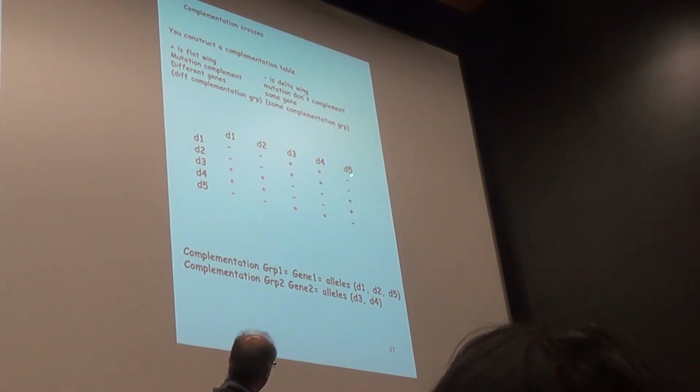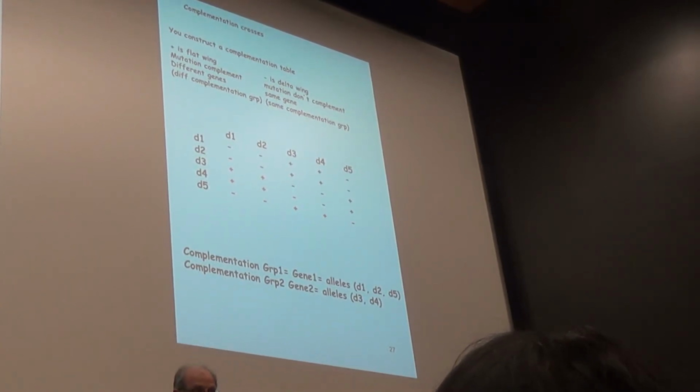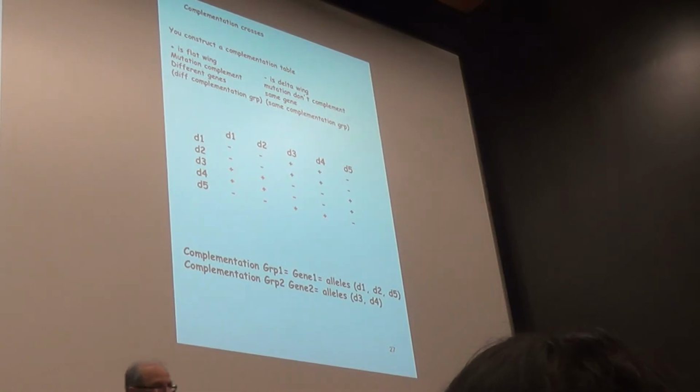If D1 does not complement D5, then D5 by definition will not complement D2. Because D1 does not complement D2 and D1 does not complement D5, then D5 cannot complement D2 either. All right? Because they're all alleles of the same gene. So they're internally consistent data. In effect, it's like a little puzzle. If I were to give you part of it missing, you should be able to fill it. And there's a homework question that actually makes you go through that process.